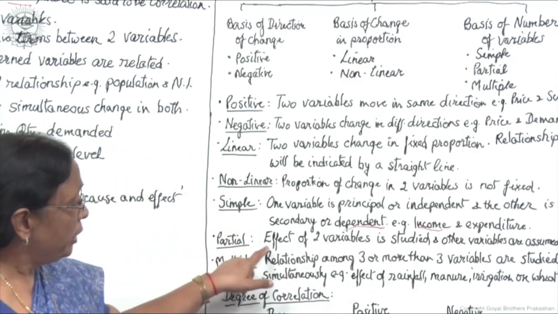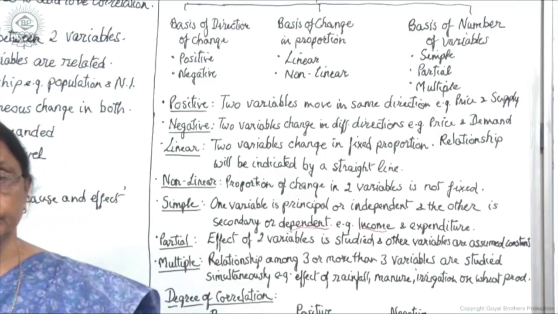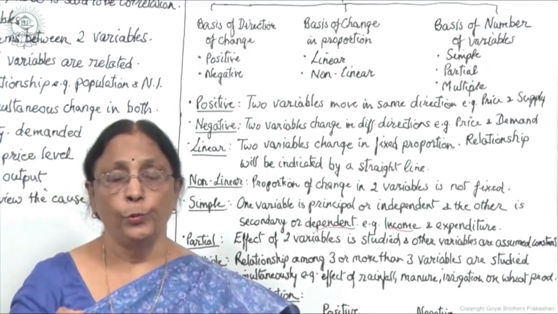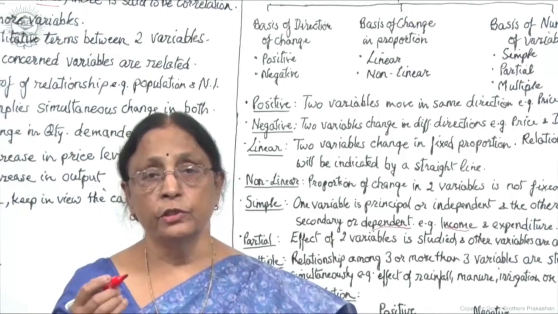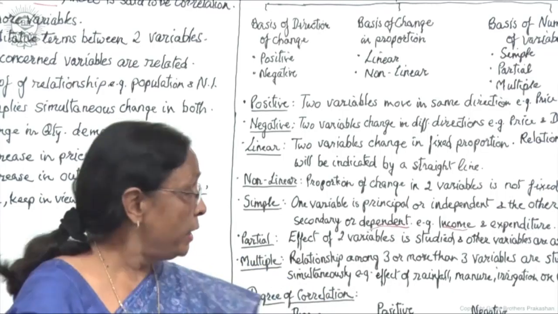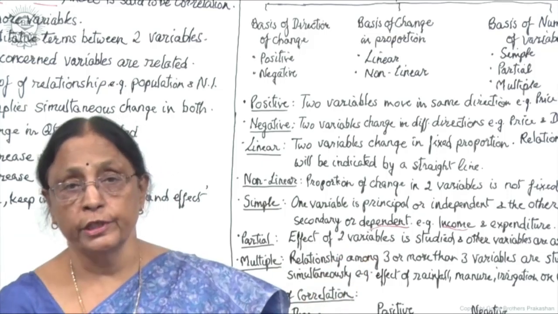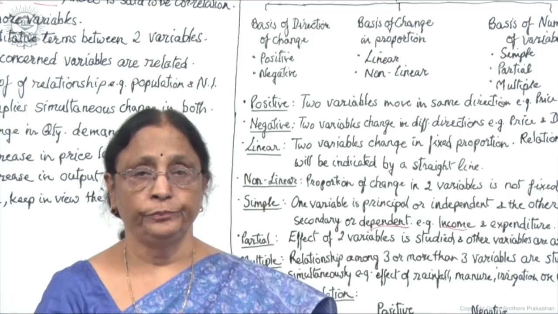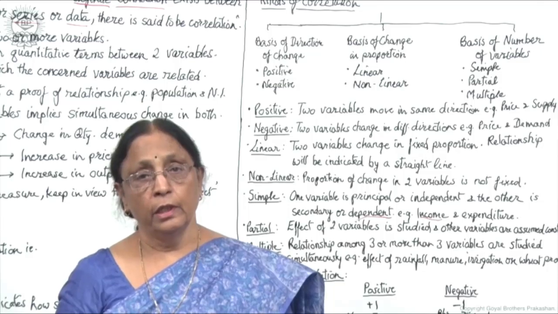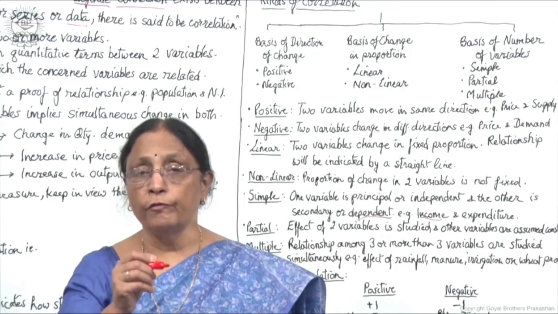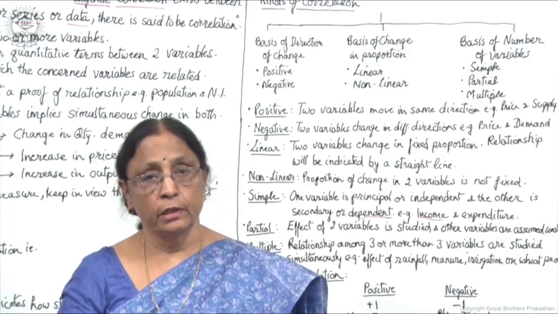Second is partial. The effect of two variables is studied and other variables are assumed to be constant. In partial correlation, we are just looking at the effect of change between two variables, and the other variables are assumed to be constant. Let me give you an example. As I say, when price increases, demand decreases, right? Here it means the price of one particular commodity increases and demand for that commodity decreases.